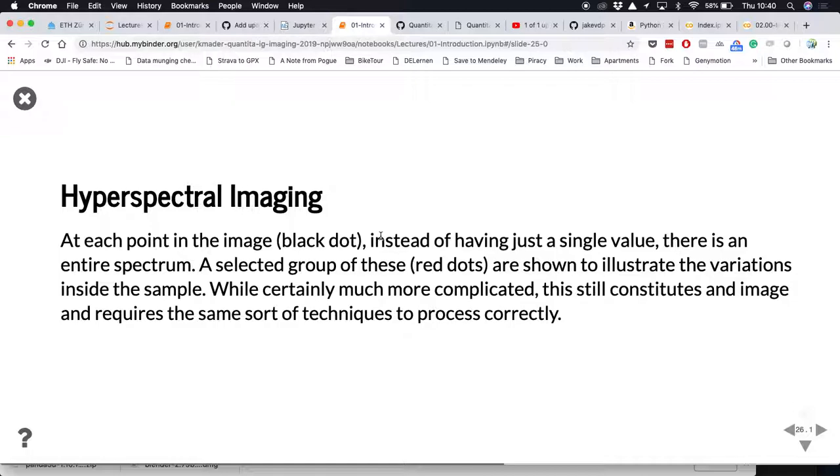This then extends to hyperspectral imaging. Did anyone have any hyperspectral imaging applications? Has anyone heard of hyperspectral imaging before? No one. Okay, so hyperspectral imaging is actually quite interesting.